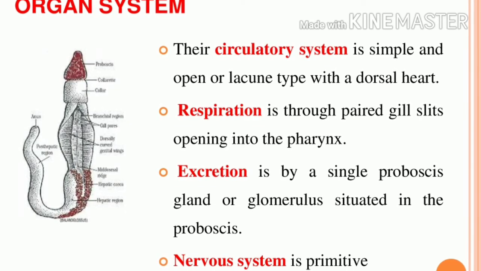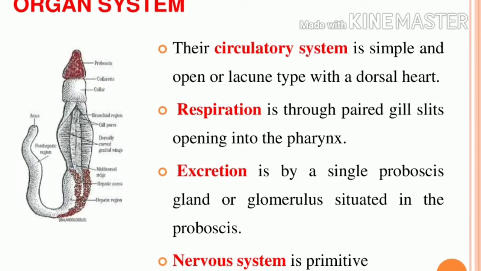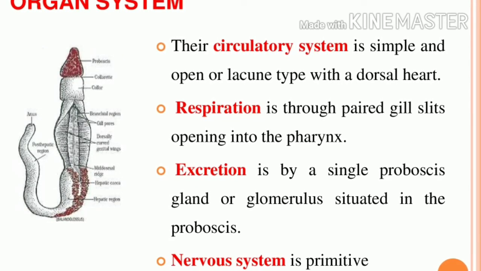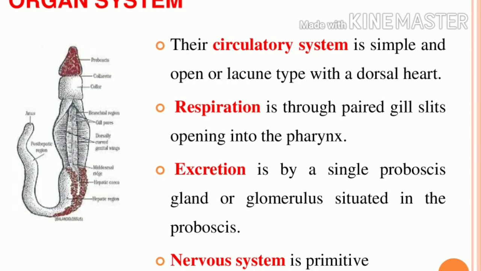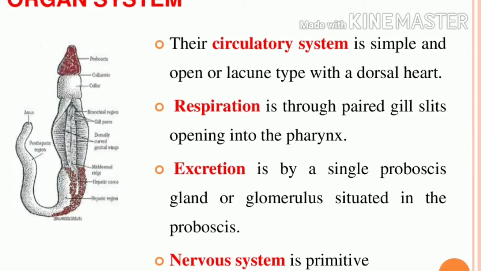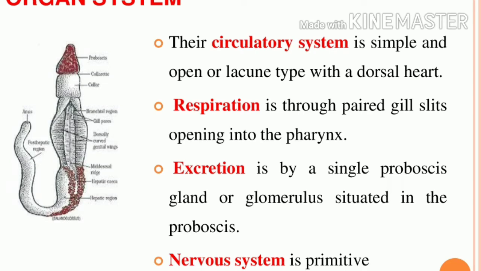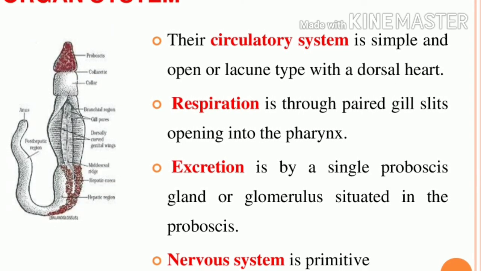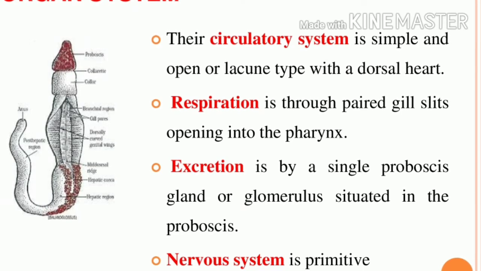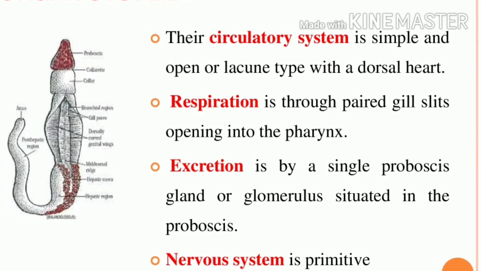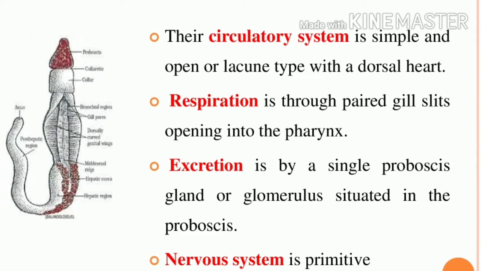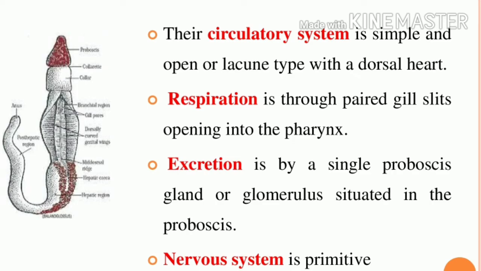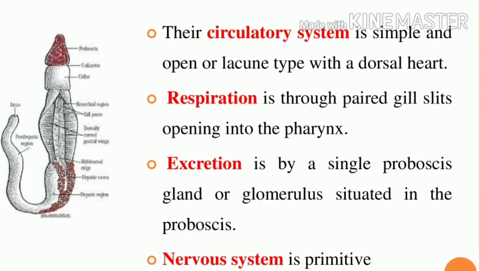Okay, next, respiration is by paired gill slits opening into the pharynx. So this type of respiratory system is present. And next, excretion. The excretion is by a single proboscis gland, which is present in the proboscis, the anterior part. The proboscis gland, or glomerulus, is situated in the proboscis and performs the excretory function. Okay, the nervous system is a primitive structure. These are the overall organ systems of hemichordates.